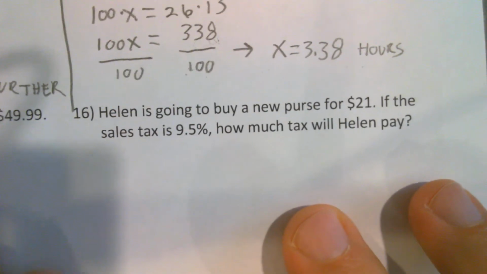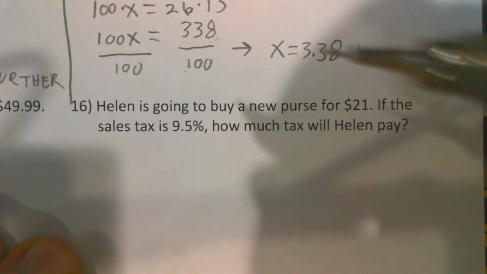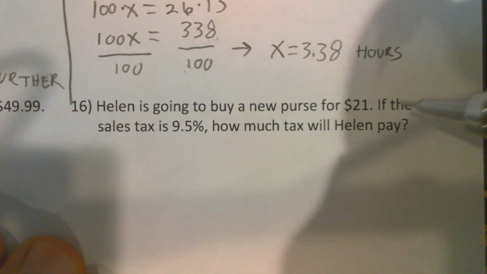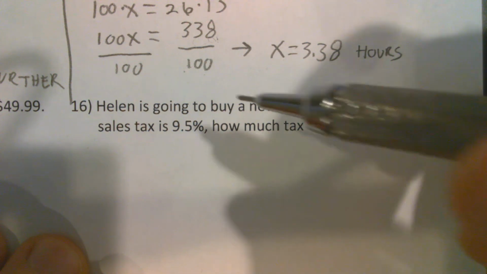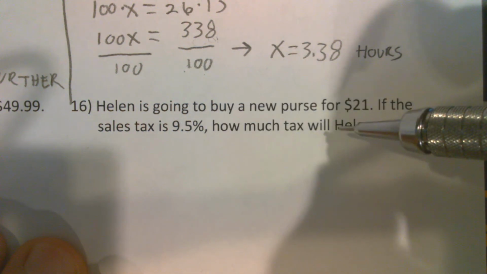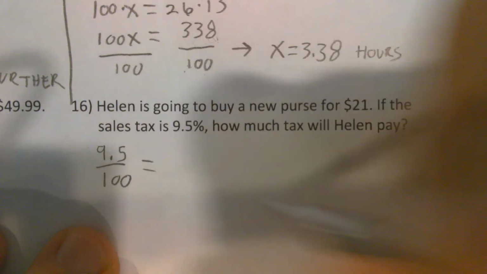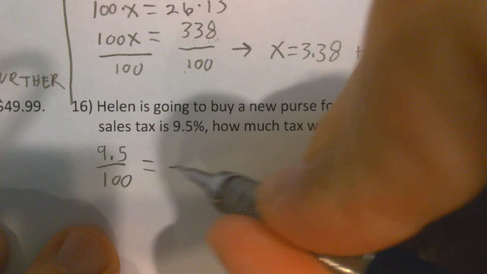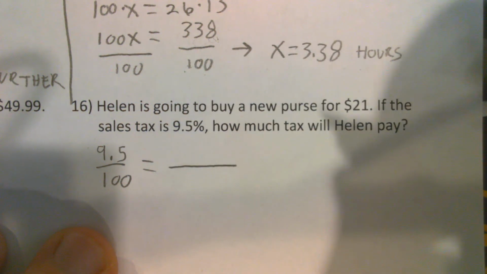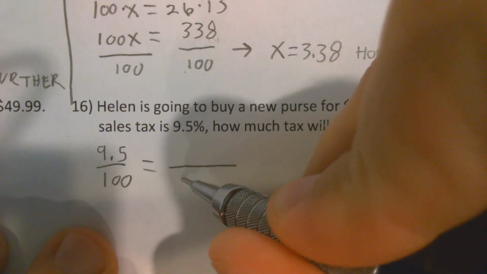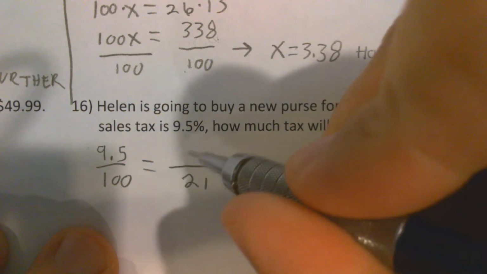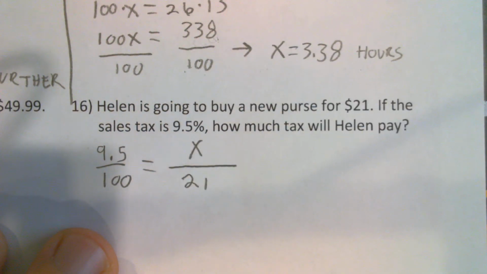Alright, finally number 16, the last one. Helen is going to buy a new purse for $21. If the sales tax is 9.5%, how much tax will Helen pay? 9.5 over 100. What's the original price of the purse? $21. That's our denominator. The tax is going to be our numerator.